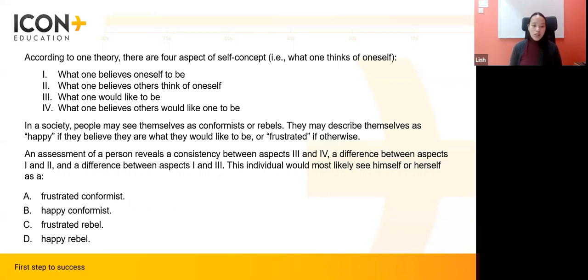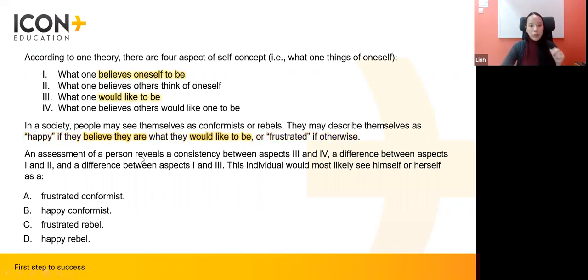Right, so what is going on in here is that we have two different aspects. Oh, I see some more answers in the chat, and those look good. So in here we have two different aspects: frustrated versus happy, and conformist versus rebel. We probably should look at them separately. For frustrated versus happy, we actually have a definition in the text. So let's use that. It's saying here that a person will be considered happy if they believe that they are what they would like to be, and frustrated if otherwise.